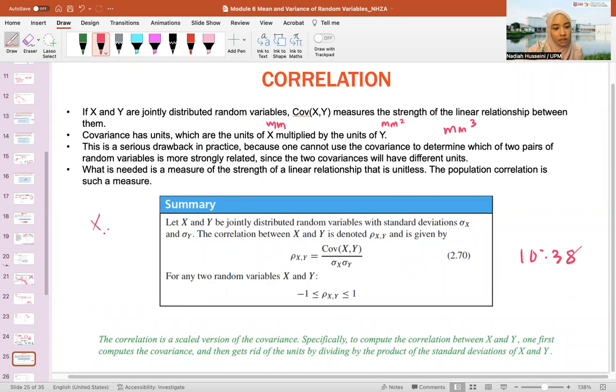You know the relationship between x and y for this one, but if you have a different set of data, let's say z and x, for example, you cannot compare between these two because they have different units. You know the spread of this one, you know the spread of that one, but which one is better, you wouldn't know because they have different units. So what is needed is a measure of the strength of a linear relationship that is unitless. This is where correlation comes in.